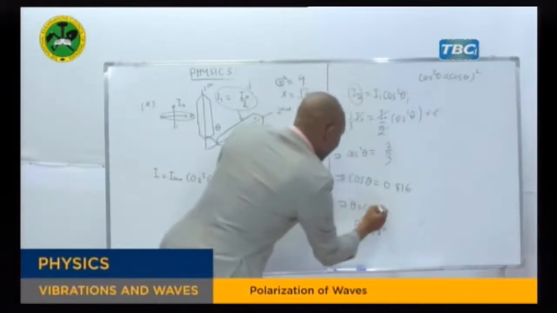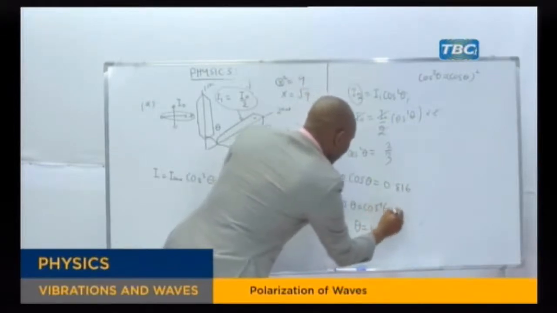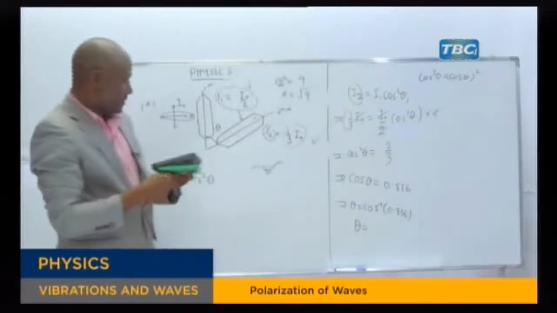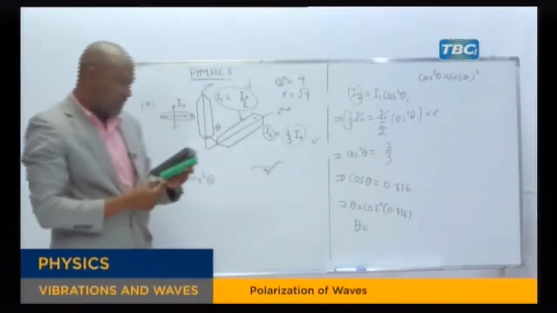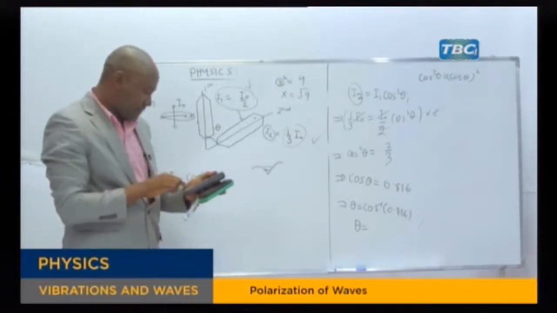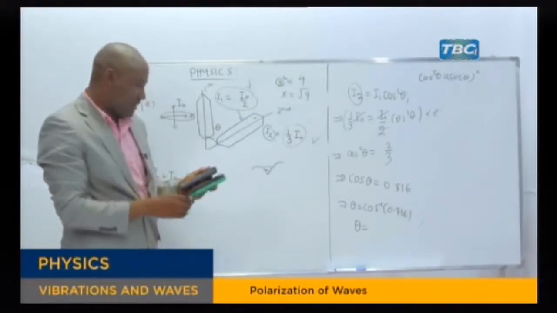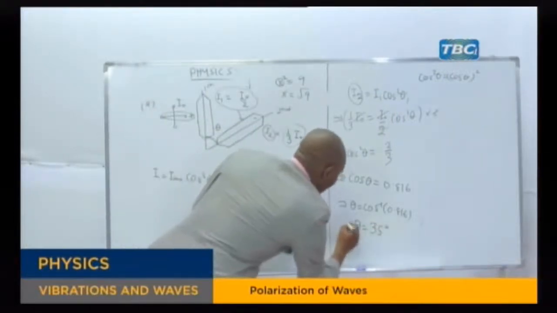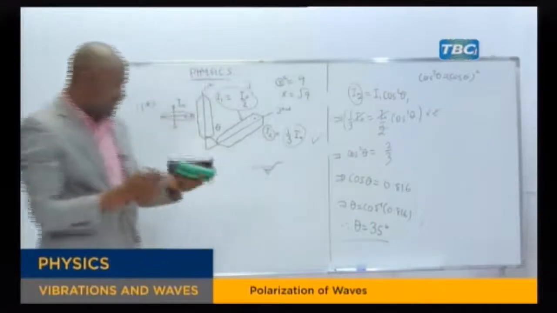0.816. And then cos inverse of 0.816. How much is that? Make sure the calculator is in the proper mode. So cos inverse, it is 35. Good. 35 degrees. Approximately 35.26.